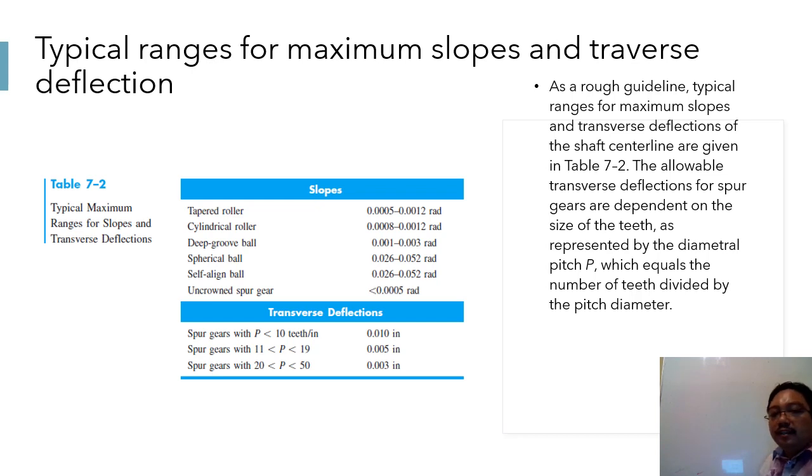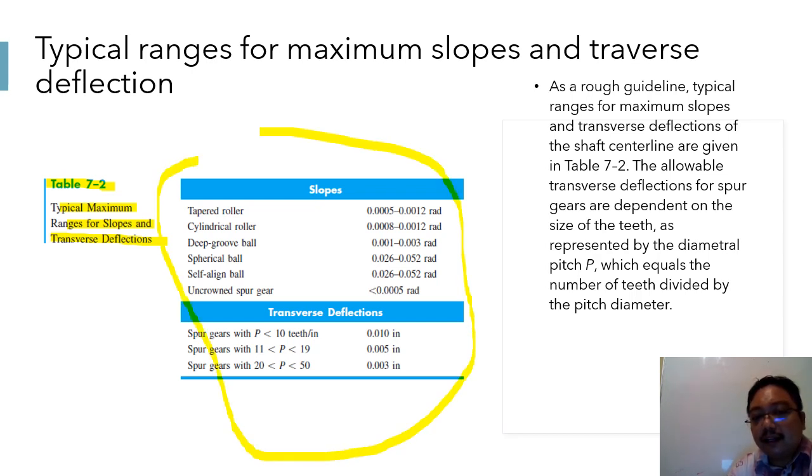So, the typical ranges for maximum slope and transverse deflection. You see here, this is Table 7.2, the typical range for maximum slope and transverse deflection. This table is given in the book. From the experience of the designers, they came up with this table. Meaning that basically you have this table, you have this shaft, and the shaft is clamped with the bearing.